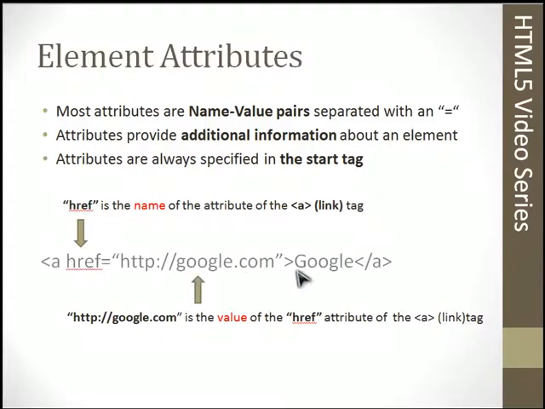So what this would look like in the browser would just be the word Google, and you could click on it and it would be a link. So attributes basically just provide additional information about a tag or an element. And attributes are always specified in the start tag. They're never put in the ending tag.